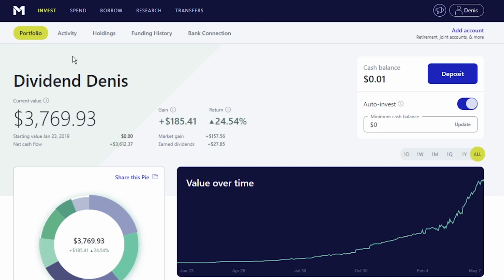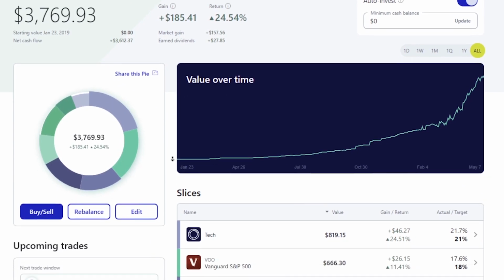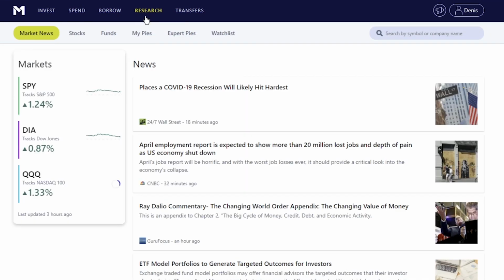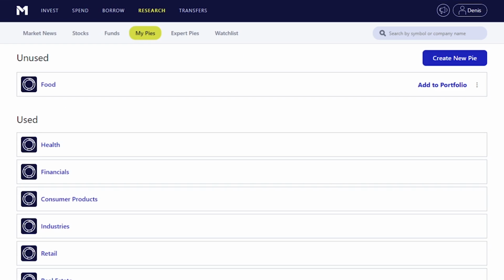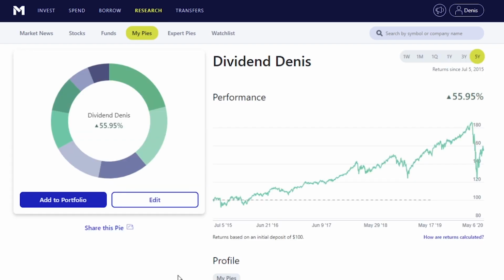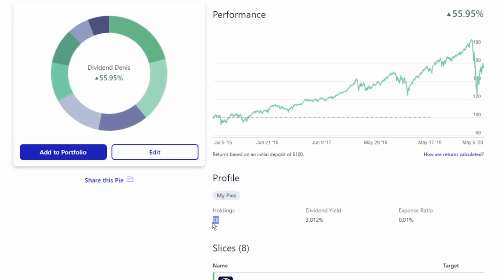Now, for me, as a dividend investor, I also like making sure that, across the board, I have a good yield. So depending on who is investing and what they're trying to invest in, I try to go for about 3%. So what I do is I'm clicking on my research tab here, going to my pies, and I can see here my overall Dividend Dentist pie. When I click on this right over here, this will show me that I currently have 36 holdings, of course, and my dividend yield is actually 3.012%, and then my expense ratio is 0.01, and that's mainly because I have one ETF on my overall account.